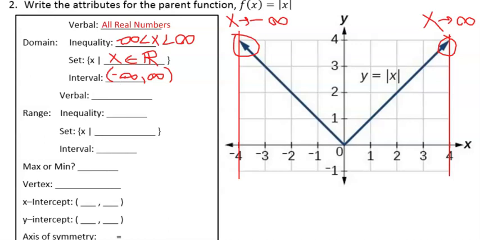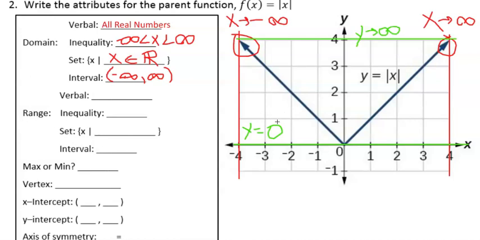Now for the range, we want to draw two horizontal lines, one at the lowest part of our graph and one at the highest part of our graph. So at the lowest part of our graph, that is y equals 0. At the highest part, the horizontal line goes through the arrows. Those arrows are pointing up. They're going upwards. So y is approaching positive infinity.